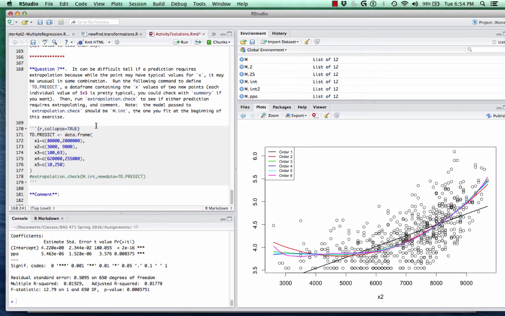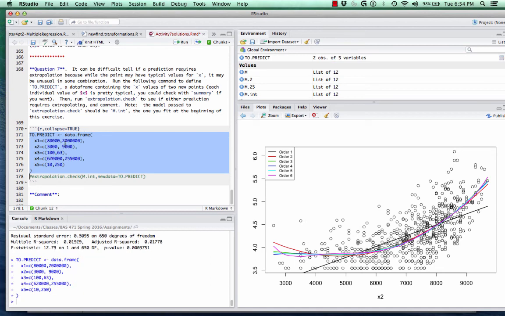It's difficult to tell because very often we can come up with a combination of x values where each individual value of x is pretty typical, but the combination is really weird and something we haven't seen before. So let's imagine that we're going to make predictions for 2 products here. One product has an x1 value of 8,000, an x2 value of 3,000, an x3 value of 100, etc. And I've defined these numbers such that individually at least, both these products have fairly typical values of x1, typical values of x2, etc. So I just want to make sure, are these unusual combinations of predictors to be making predictions at?